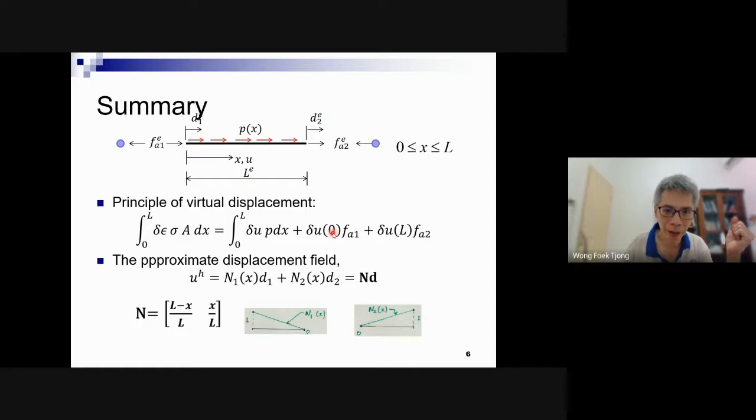And then how to create a finite element is just by approximating the displacement. This is UH, it means approximate displacement. That's using the shape function for node 1, the shape function for node 2. So this is multiplied to D1, this is multiplied to D2. And then we can write the equation in matrix format like this. This is shape function matrix, this is nodal displacement vector.